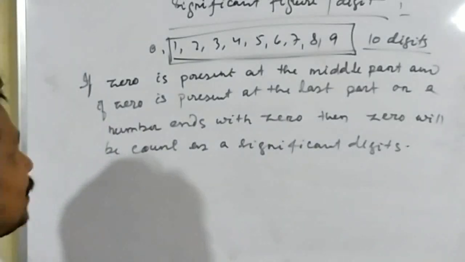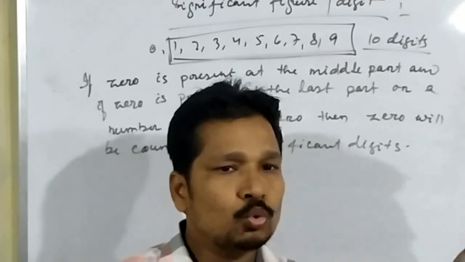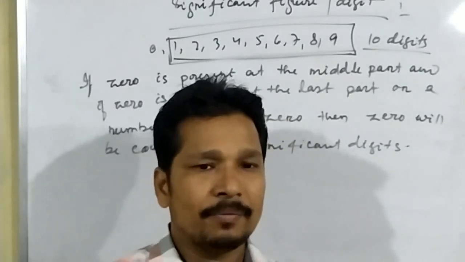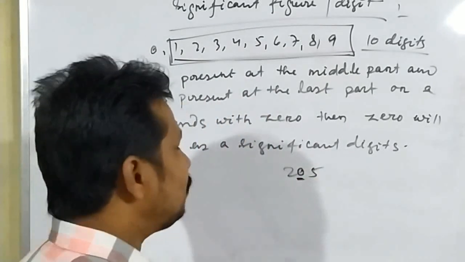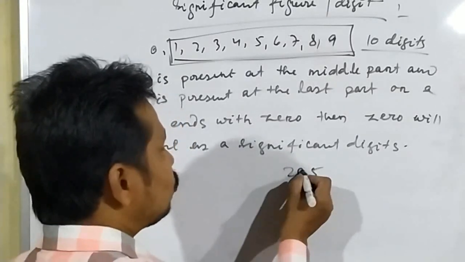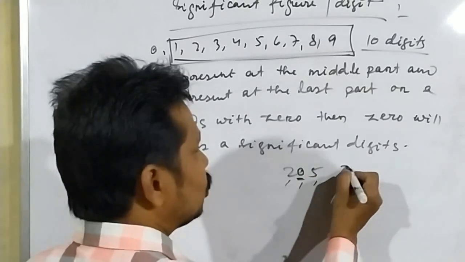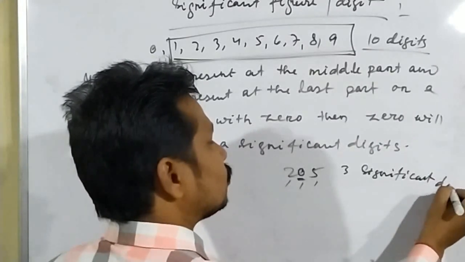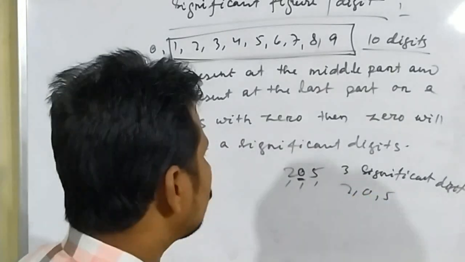Okay, for an example, if 0 is present at the middle portion of a number, for an example 205. So here, 0 is present at the middle portion of this number. So we have to count 0 as a significant digit. So how many digits are present? 1, 2 and 3. So 3 significant digits. Okay, what are those? 2, 0 and 5. Yes or no?